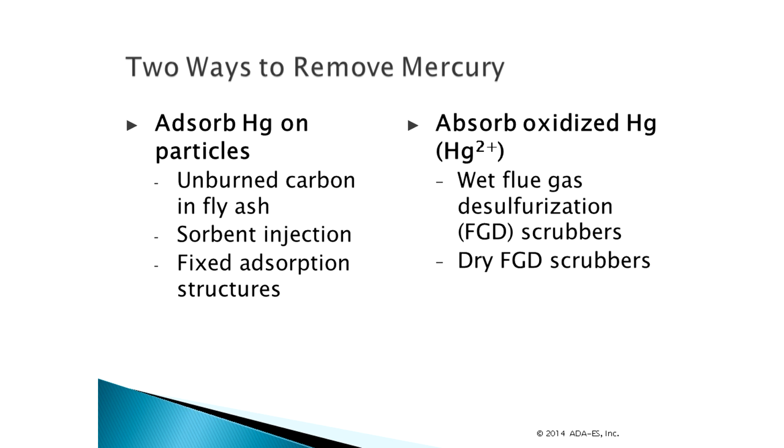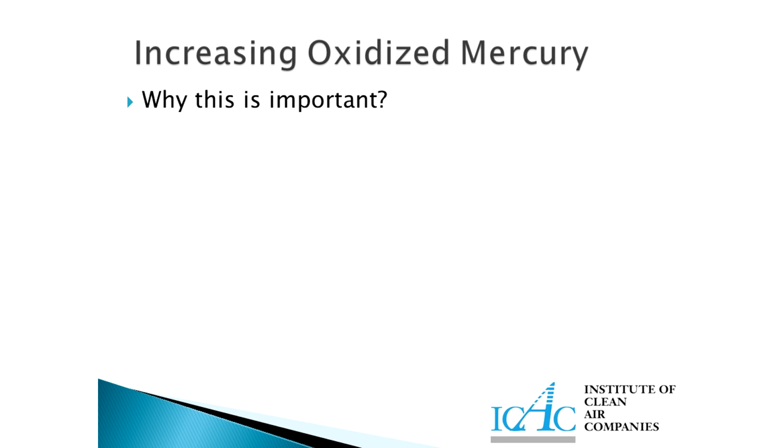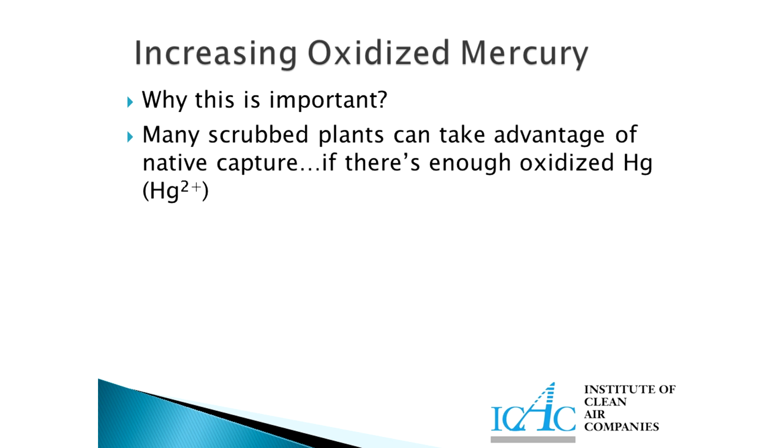So why is it important to increase the amount of oxidized mercury in the flue gas? Many coal combustion plants and some industrial boilers and very few cement kilns have desulfurization systems to remove SO2. So many plants could take advantage of those desulfurization systems to also remove mercury if there's enough oxidized mercury present.